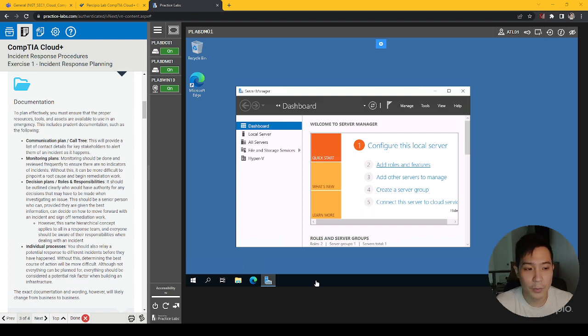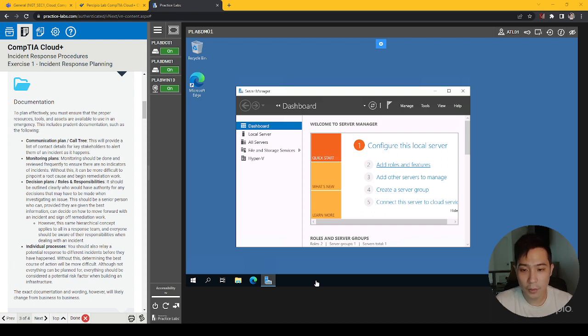Number 2 is monitoring plans. Now, monitoring should be done and reviewed frequently to ensure there are no indicators of incidents. Without this, it can be more difficult to pinpoint a root cause and begin remediation work.